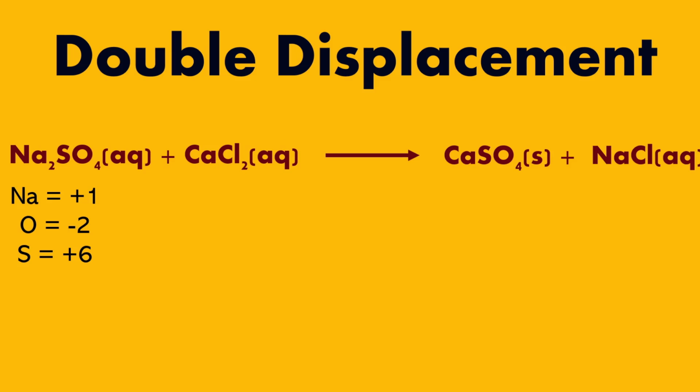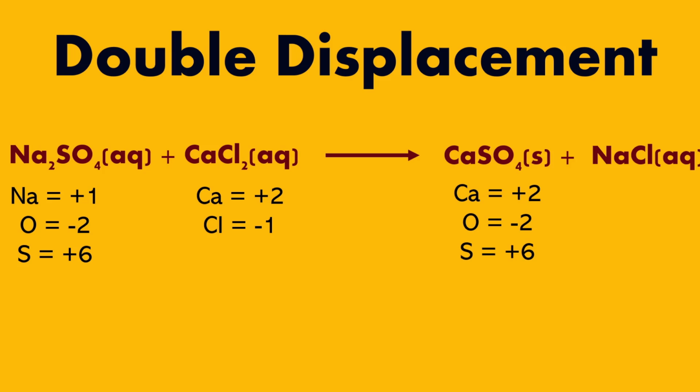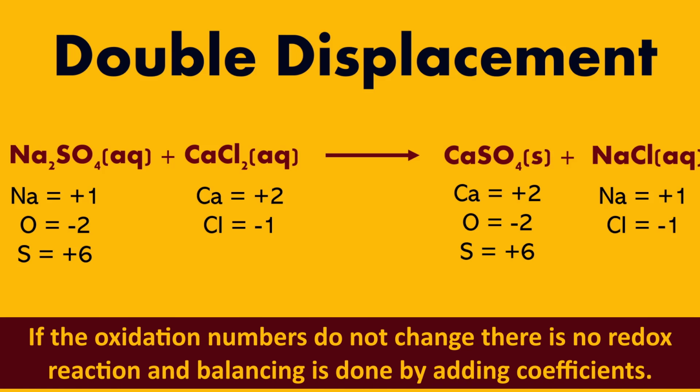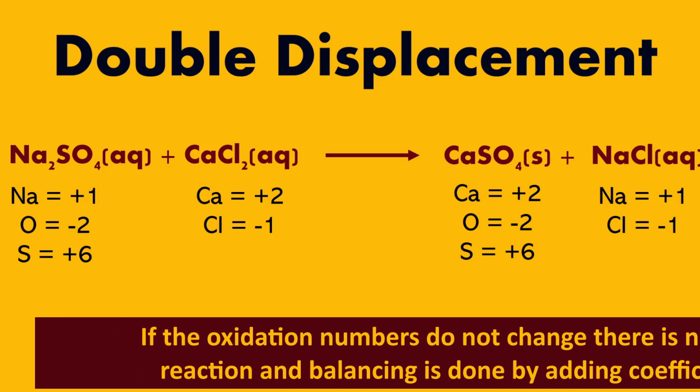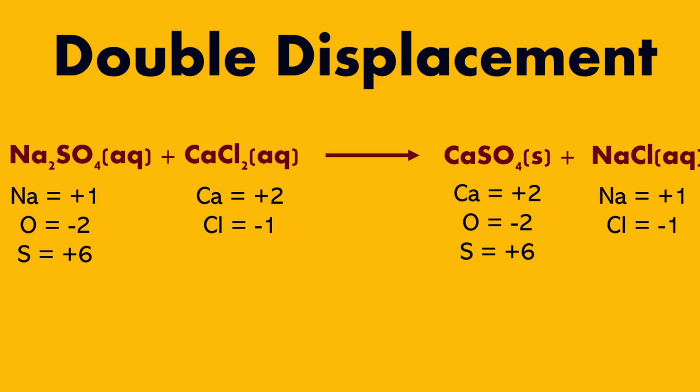And so we can see, sodium is +1, oxygen -2, sulfur +6. And then we have calcium +2, chlorine -1. And then we see the oxidation numbers on the other side. And what we see here is that you actually do not have a redox reaction going on, because you essentially just have some ions that are rearranging to form a precipitate. So in this particular case, you don't even actually have a redox reaction. There's no change in oxidation numbers of your elements going from reactants to products.